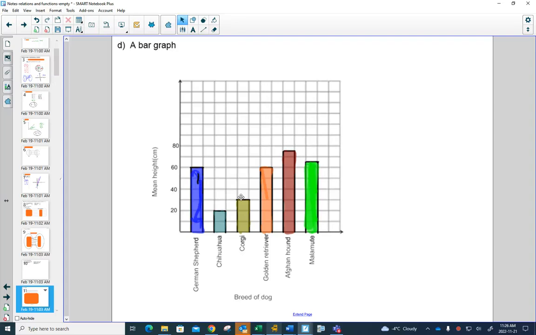So what's the advantage of a bar graph here? You can really get a sense of how much taller the Afghan hound is versus the Chihuahua. It really shows up as a visual in a graph. So graphs are helpful because they provide us with a visual that can sometimes tell us more information quickly than just a list of data points.